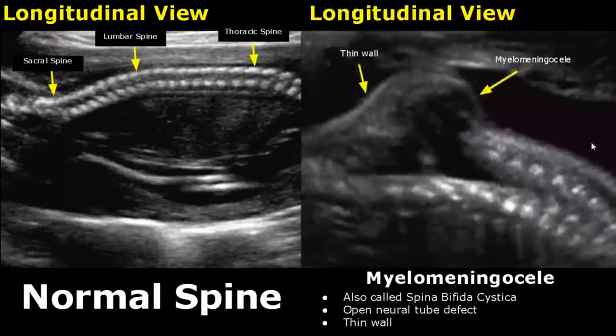In myelomeningocele, there is a congenital malformation of spinal cord. There is protrusion of malformed spinal cord and meninges through a spinal defect. It is covered by a thin wall.